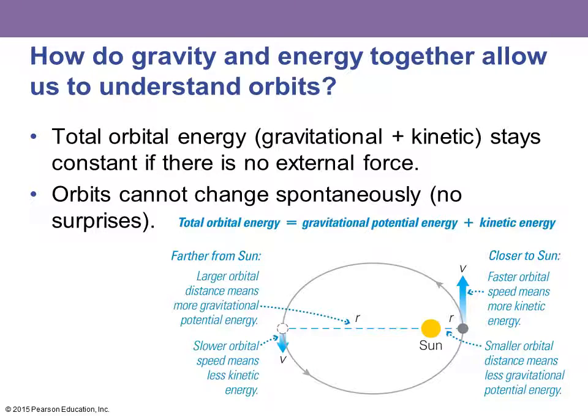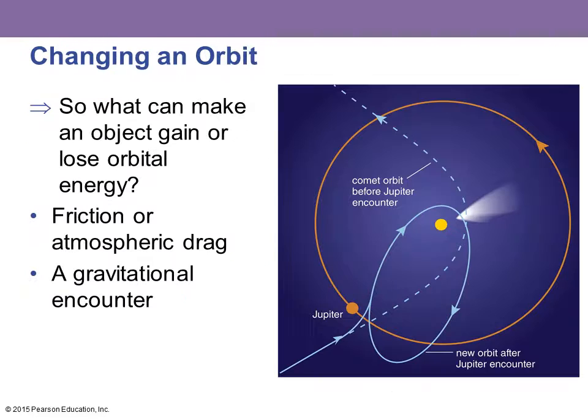So how do gravity and energy together allow us to understand orbits? Well, the total orbital energy stays constant if there's no external force. In other words, there's going to be no change in the orbital energy of one object orbiting the other. Orbits cannot change spontaneously either. In other words, an object is not just going to fly off into space. It's going to move around the sun or whatever in a very predictable path. We just need to know the math.